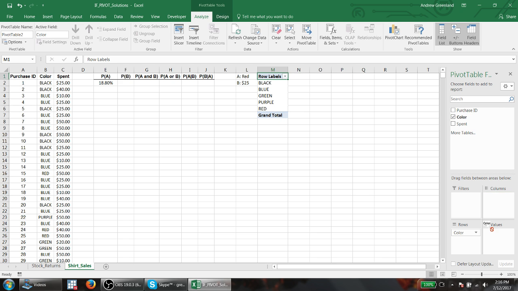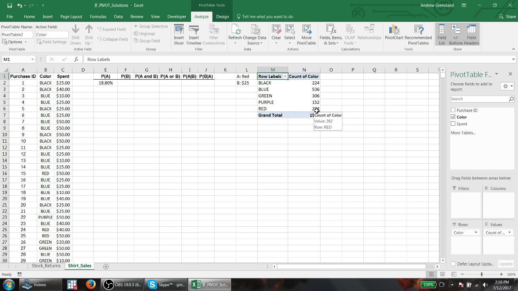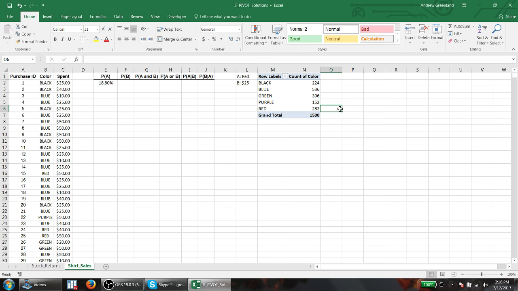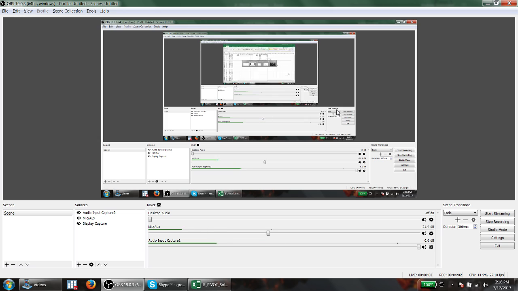The next thing we can do is drag color over into values. And under values here, it'll give us the count of that color. So for example, we see that there are 282 red shirts. Well, we found that before when we did this with a COUNTIF function. Since we know there are 1,500 total observations in this data set, we can just simply say we want to take N6 and divide it by N7, which is how many red shirts did you see, divided by how many observations do you have, or 0.188, or 18.8%. It's the same thing we got if we would have used a COUNTIF statement.